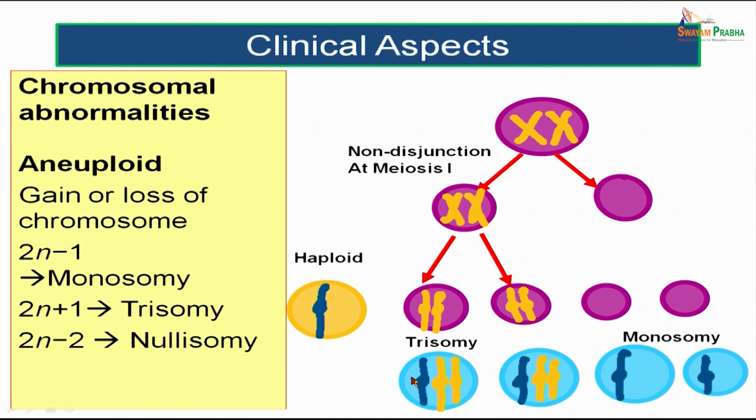So, ideally it should not be paired. In case of non-disjunction, one parent will give a paired set of homologous chromosomes and from the other you will get a normal unpaired set. So, ultimately there will be three chromosomes in one set of chromosomes. That is known as trisomy, and the commonest condition of trisomy is 21st trisomy, which is known as Down syndrome.